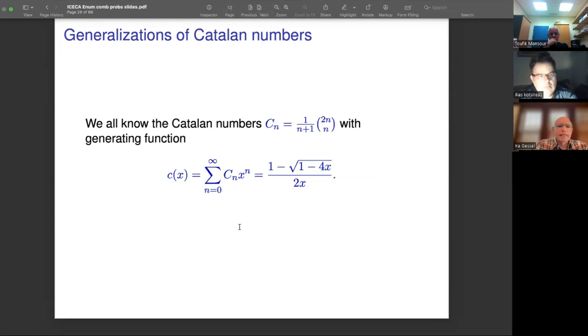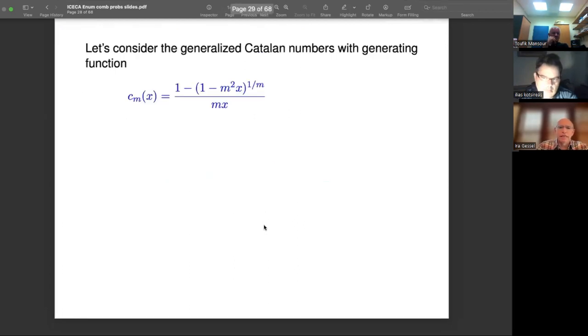Okay, moving on to something somewhat different. These are now algebraic generating functions. They're generalizations of Catalan numbers. So we all know the Catalan numbers, one of our most well-known and popular sequences in enumerative combinatorics. There are a number of generalizations of the Catalan numbers. I'm going to talk about one that is not so well known, although it is somewhat known.